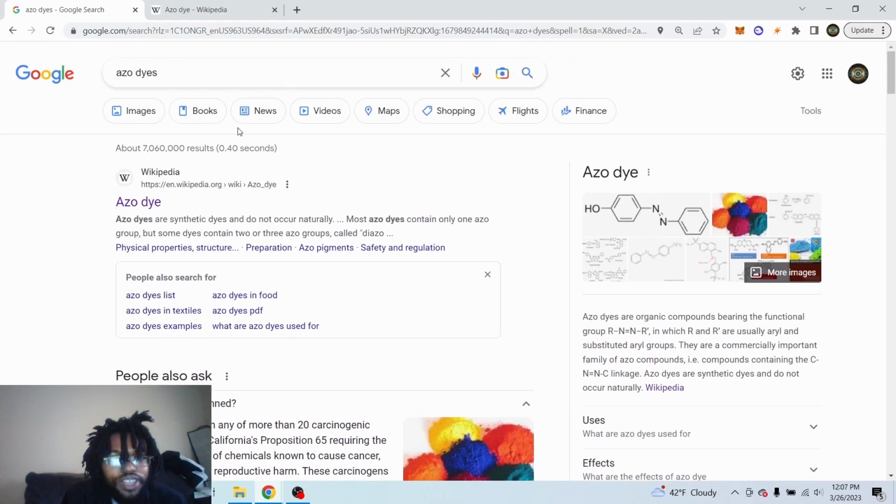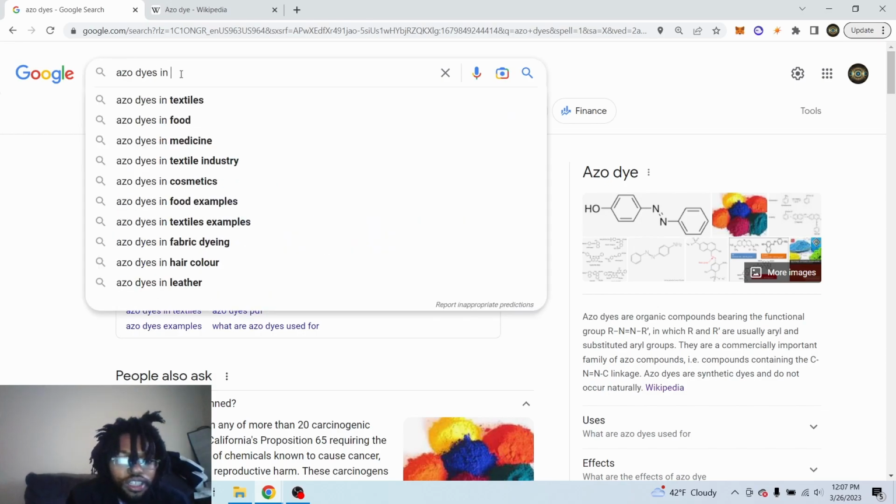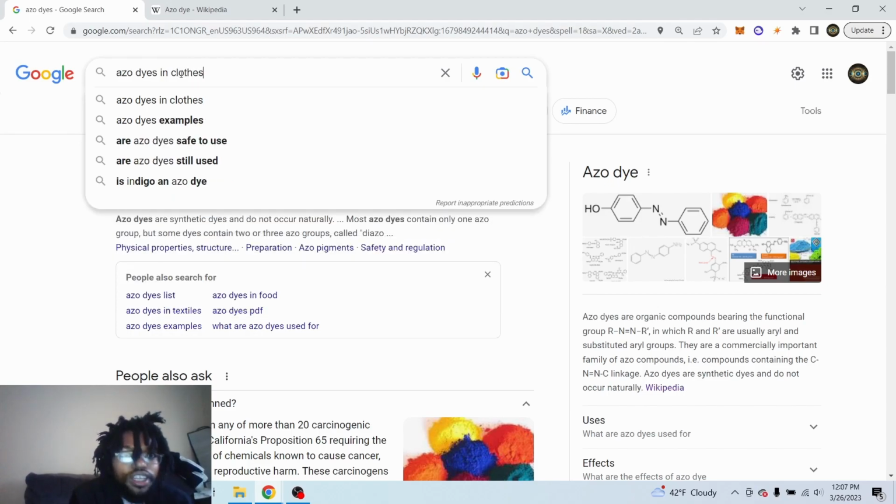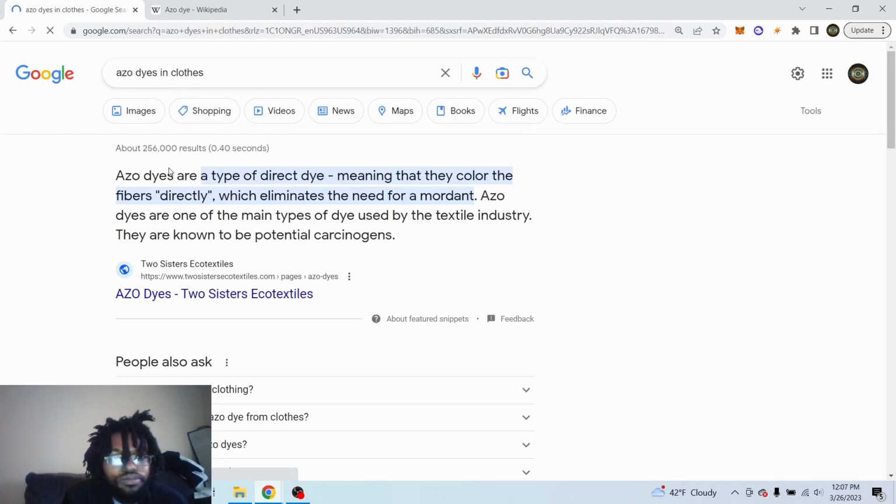And I don't even know everything about azo dyes. I just know that they're in many clothes. So let's just look up azo dyes in clothes. Azo dyes are a type of direct dye, meaning they color the fibers directly, which eliminates the need for a mordant. Azo dyes are one of the main types of dyes used by the textile industry. They are known to be potential carcinogens.